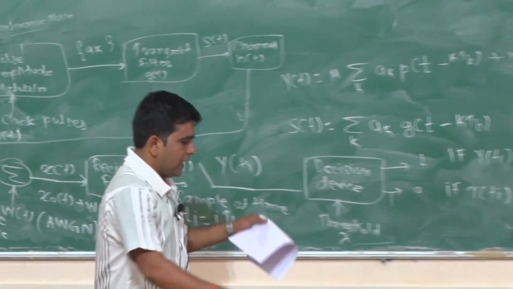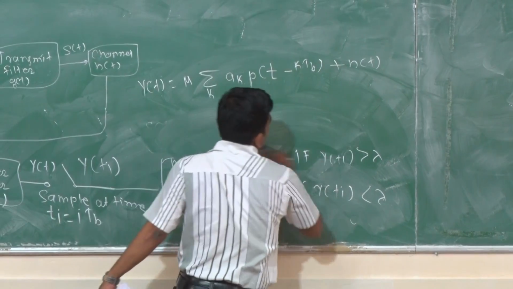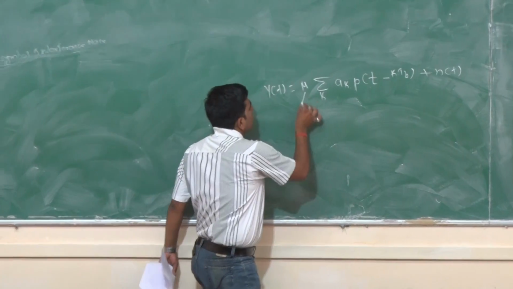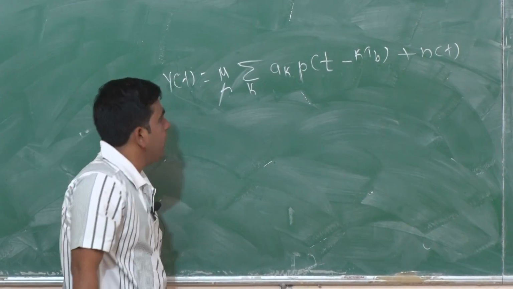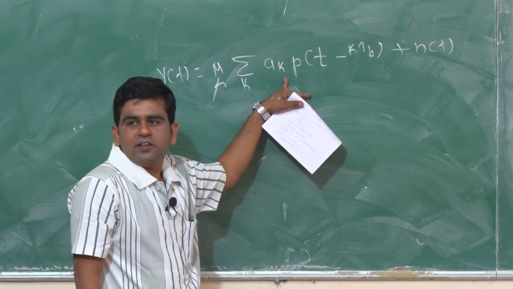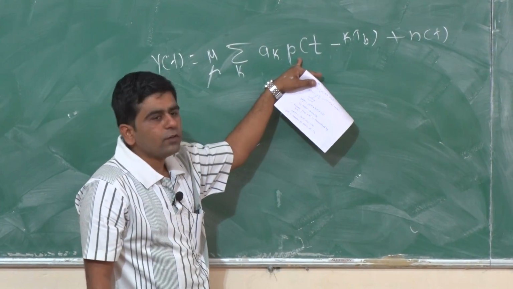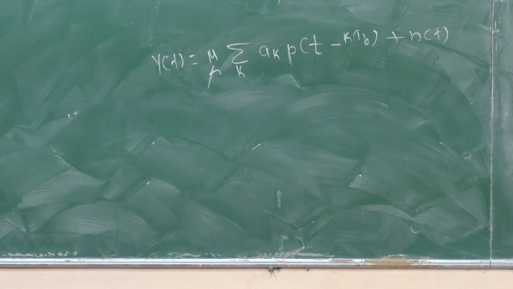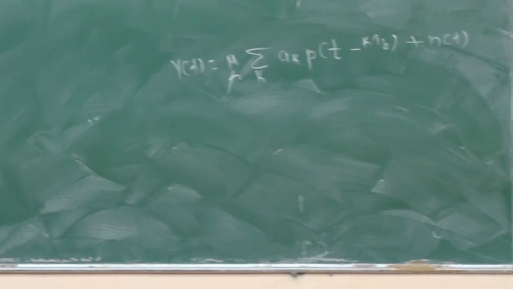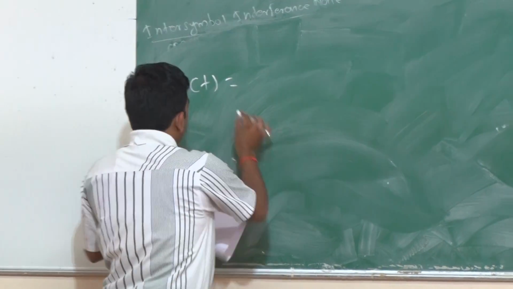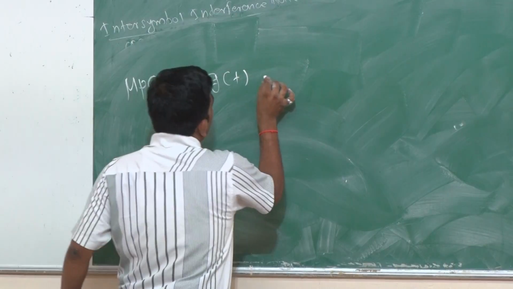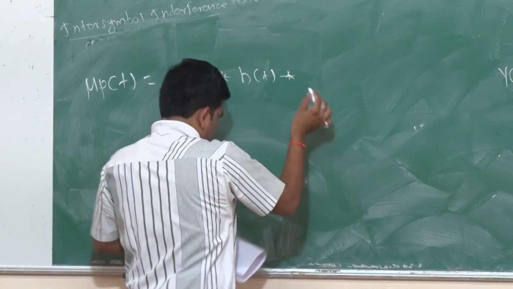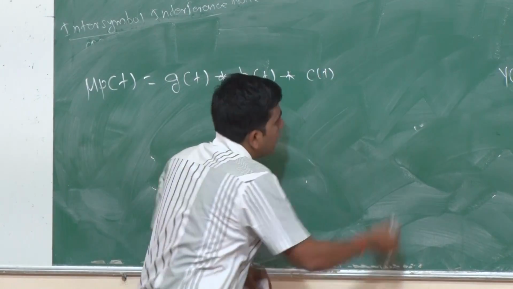From this one we can say that at receiver we are having the y of t that is equal to mu scaling factor summation over k, a k amplitude modulated signal pulse is multiplied with your p of t minus k TB plus n of t. Here for ideal case we will get mu of p of t that is equal to g of t convolved with h of t convolved with c of t.